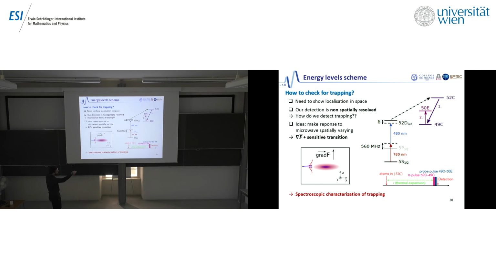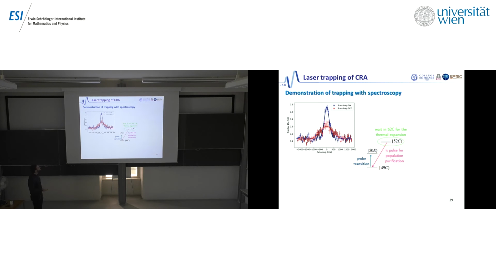So what we do is we prepare atoms in our favorite state 52C. We let the cloud expand thermally or not, depending on whether we have the trap on or not. Then we transfer to this electric field sensitive transition and we detect. Okay, and what you see now is that after 3 milliseconds of the trap being on or off, I have a very clear difference. So the red curve is if the trap is off, and the atoms just expand in this gradient, and the spectroscopic line becomes very broad. But if I turn the trap on, the atoms stay localized in space, so they all resonate at the same frequency, and the line is quite sharp again.